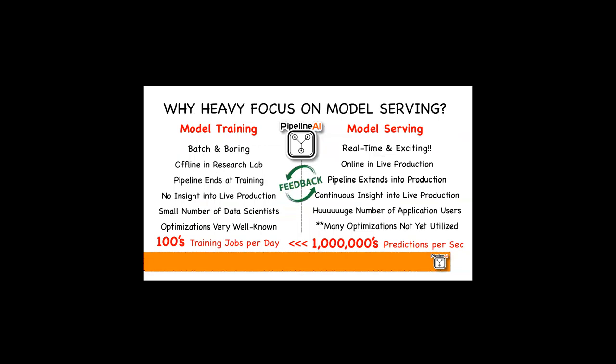For every 100 training jobs that are happening per day, there's millions of these predictions happening per second. So this is another reason. One thing that is really cool about this open source project pipeline is we can actually take the runtime characteristics. So think of latency for your predictions. This is 10 milliseconds, 15 milliseconds, and tie that back to the hyperparameter tuning that's happening offline.